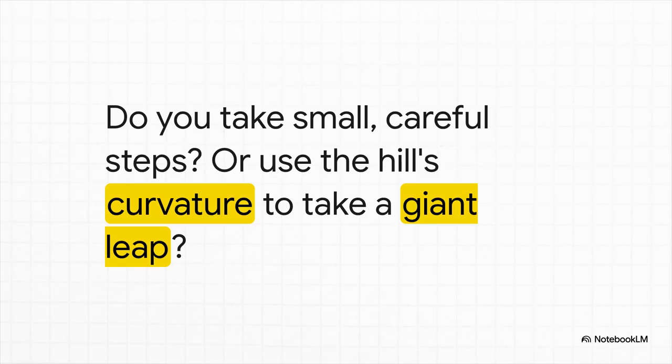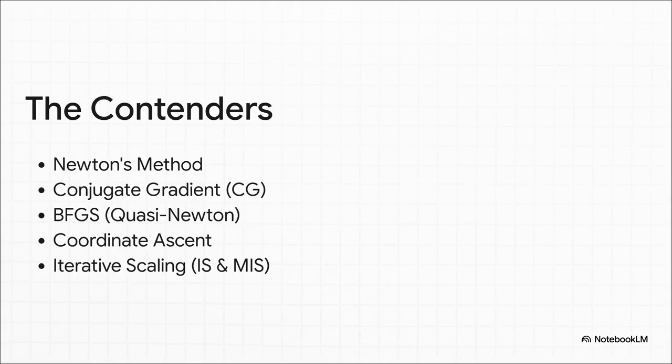Or can you somehow sense the overall curvature of the mountain to take a smarter, more direct path to the top? This exact question is what led researcher Thomas Minka to compare a bunch of different algorithms to see which climbing style was actually the best. So, here are the main contenders lining up at the starting gate. You've got some classic, famous methods like Newton's method, and then some more specialized ones like iterative scaling.